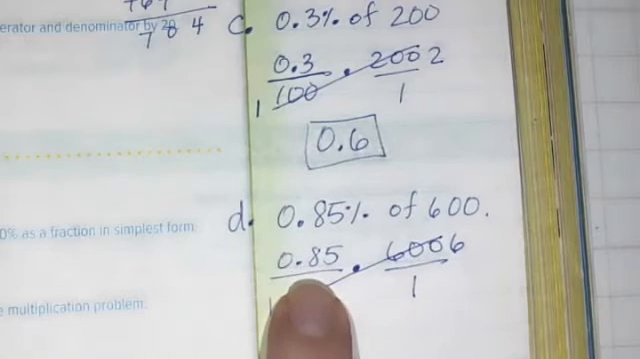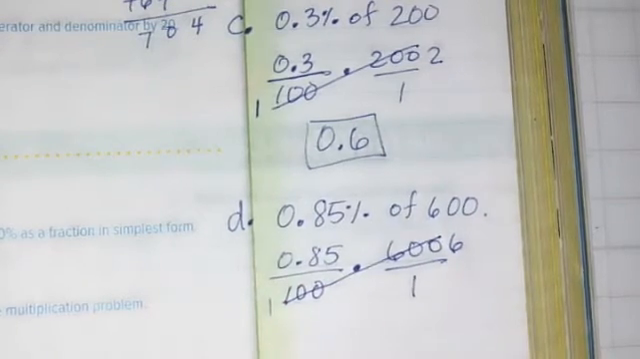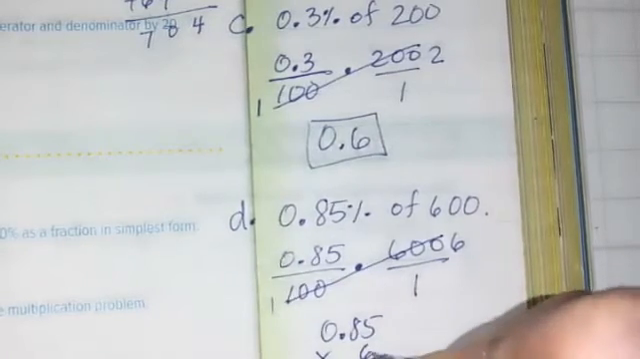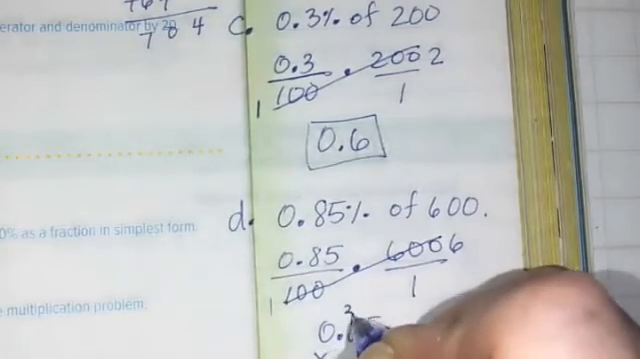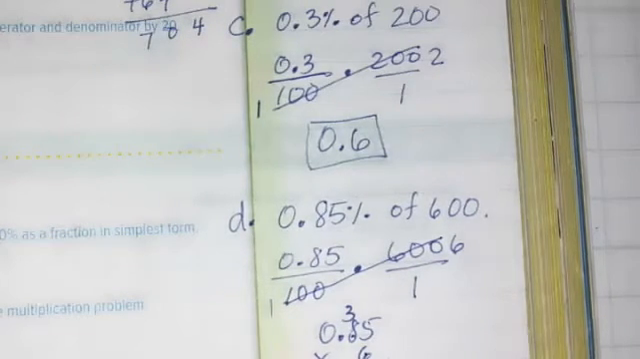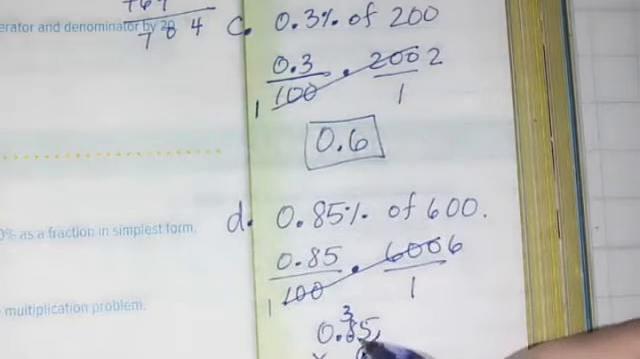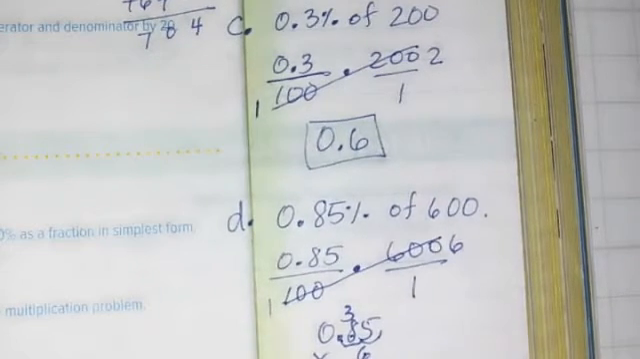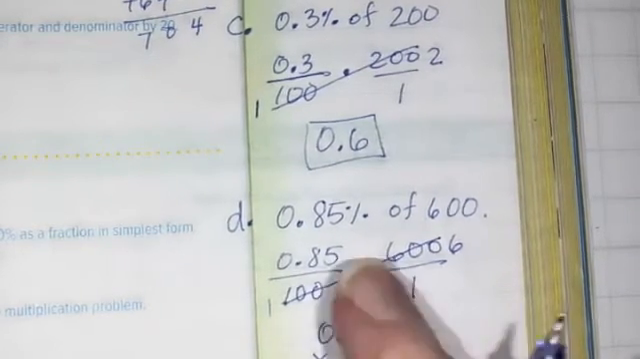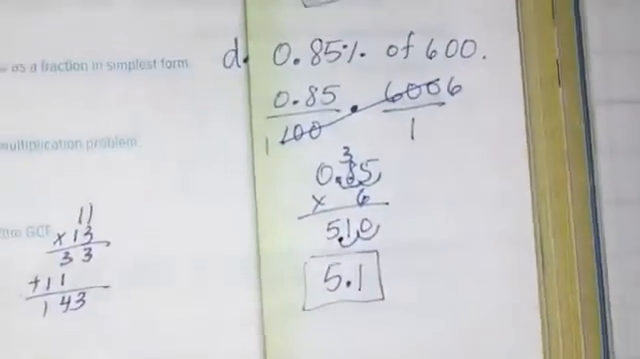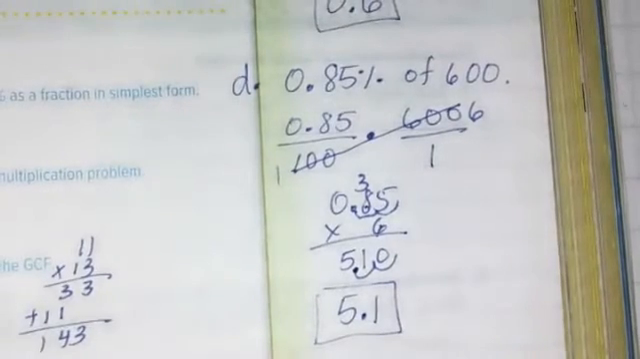So we have 0.85 times 6. 6 times 5 is 30. 6 times 8 is 48, plus the 3 we carried is 51. We had 2 decimals in our problem, so we need 2 decimals in our answer. So that would be 5.1. This one actually might have been easier to do as multiplication with decimals, but this is a good strategy too. So 5.1.